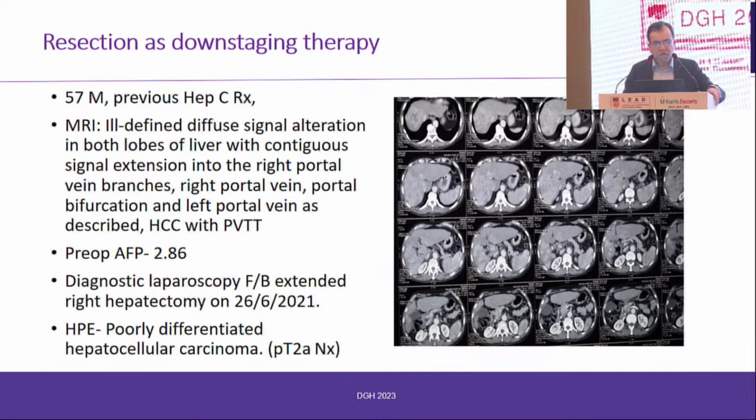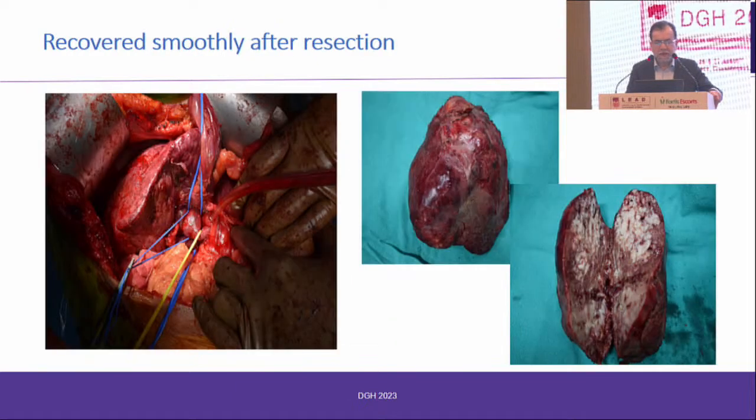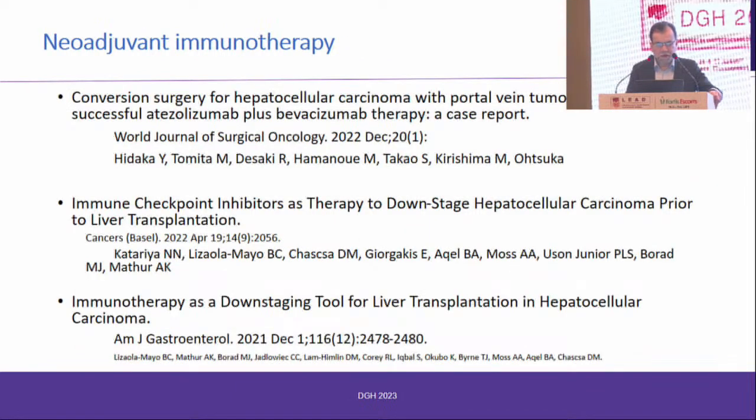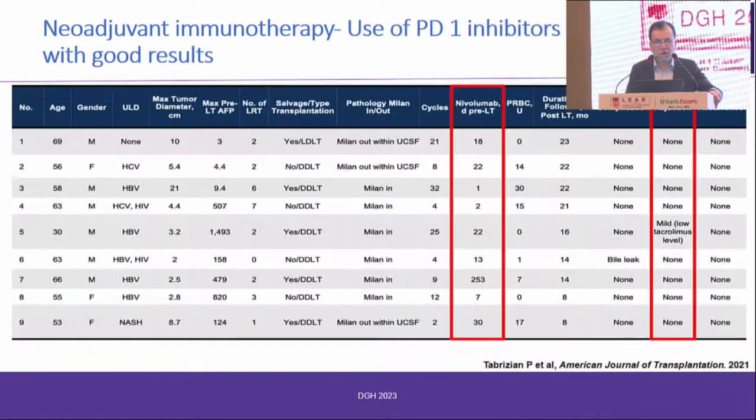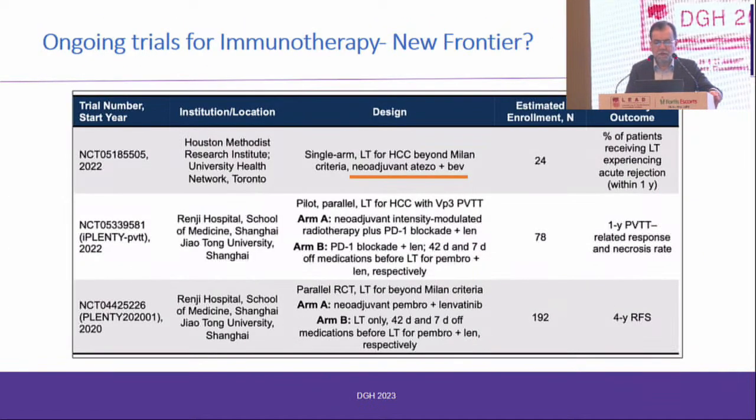So we've done many of these things. We've done resection as downstaging. You can see here one with pulmonary tumor thrombus. Then he went on to have successful transplantation. I'm not going to cover the parts about neoadjuvant immunotherapy. It's been dealt with a number of times recently.